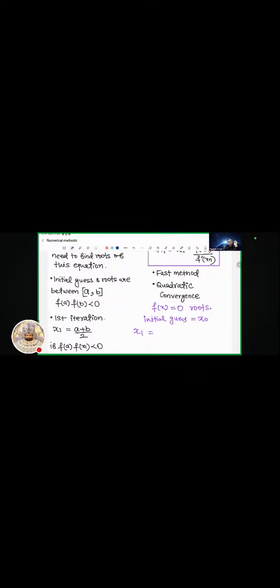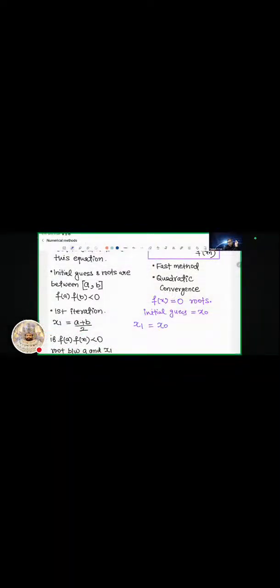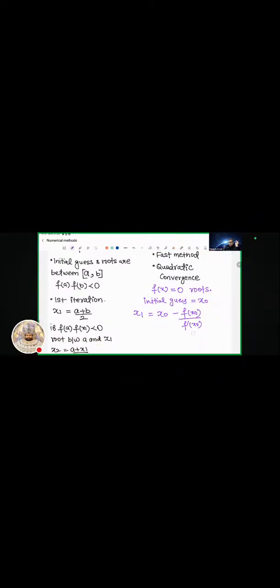Okay, so that is what is happening here. Let's say, how do you find x1? x1 is x naught minus f of x naught divided by f dash x naught. f of x naught means you put the value of x naught in your function. f dash x naught means that you first differentiate your function and then you put the value of x naught. Once you know x1, then you have to find x2. So how do you find x2? x2 is x1 minus f of x1 divided by f dash x1.